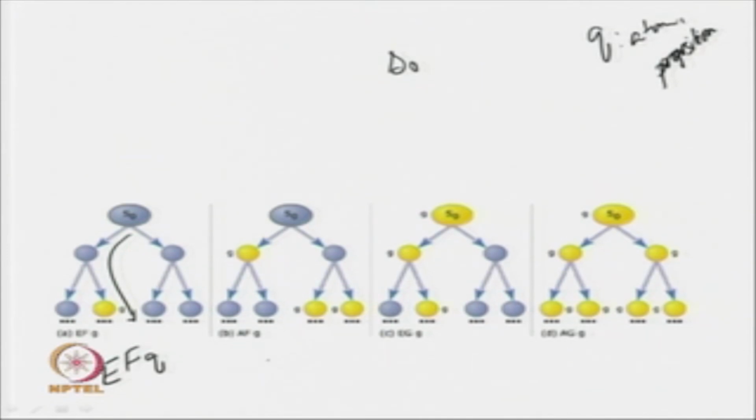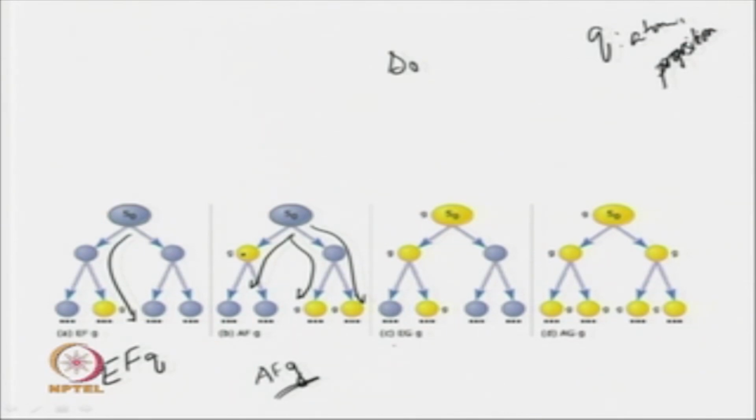In the second one, I have said AF Q. In this particular case, we check whether on all paths in future it is true or not. We are getting at least one state where it is true on this path, and the other two paths are the same way. So, in future we are getting this true. So, we can say that AF Q is true.